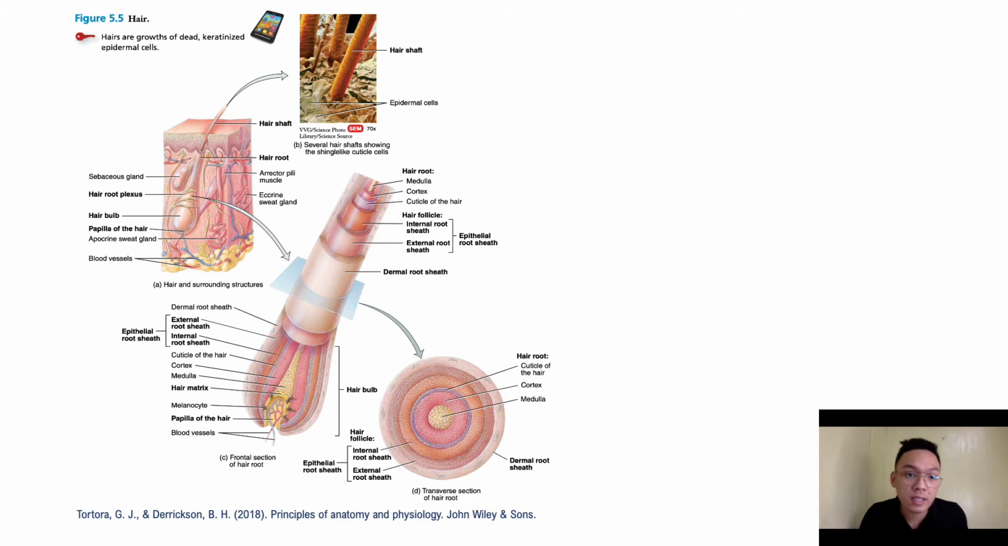The hair shaft, you can see here, is the superficial portion of your hair, most of which projects from the surface of the skin. So you will see here the hair shaft, the hair root, erector pili muscle, eccrine sweat glands, sebaceous glands, the bundle of smooth muscle cells like this erector pili muscle again, hair root plexus, hair bulb, papilla of the hair, apocrine sweat glands, and some of the vascular region of your subcutaneous fat, or the blood vessels from the dermis.